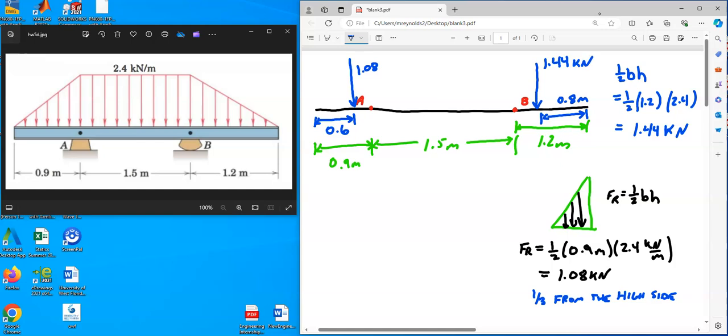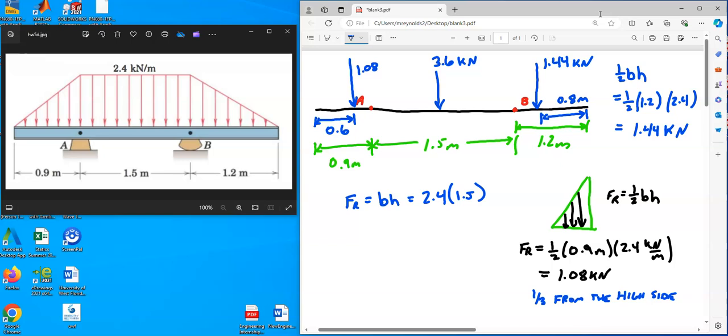And then finally, we've got the rectangular force in the middle. Rectangles are pretty easy, just base times height. The height is 2.4. The base, the resultant force is base times height. The height is 2.4. The base is 1.5. And so that's 3.6. And you know it's going to be right in the middle, right? 3.6 kilonewtons right in the middle. Okay? So we got that.